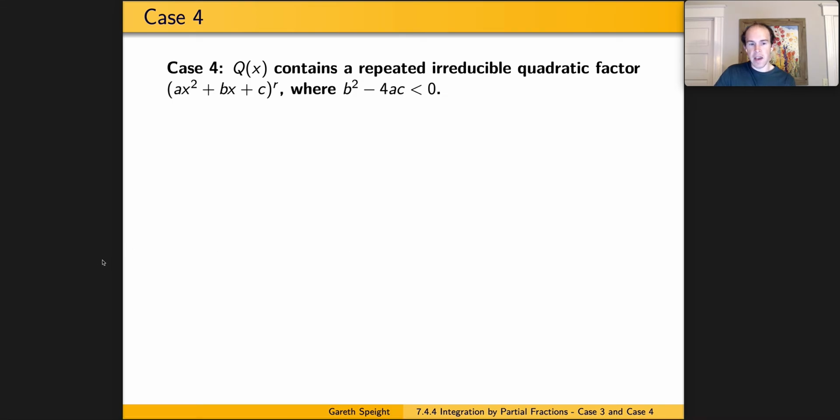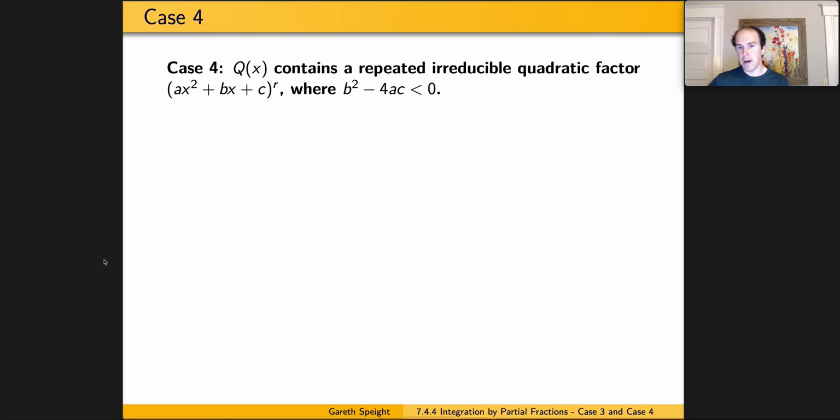Okay, so let's finally look at case 4. Case 4 doesn't happen quite as often, but we still need to be aware of it just in case it does happen. So case 4 completes the picture, right? Remember we said that after step 2, the denominator q of x should be fully factorized into linear terms and irreducible quadratic terms.